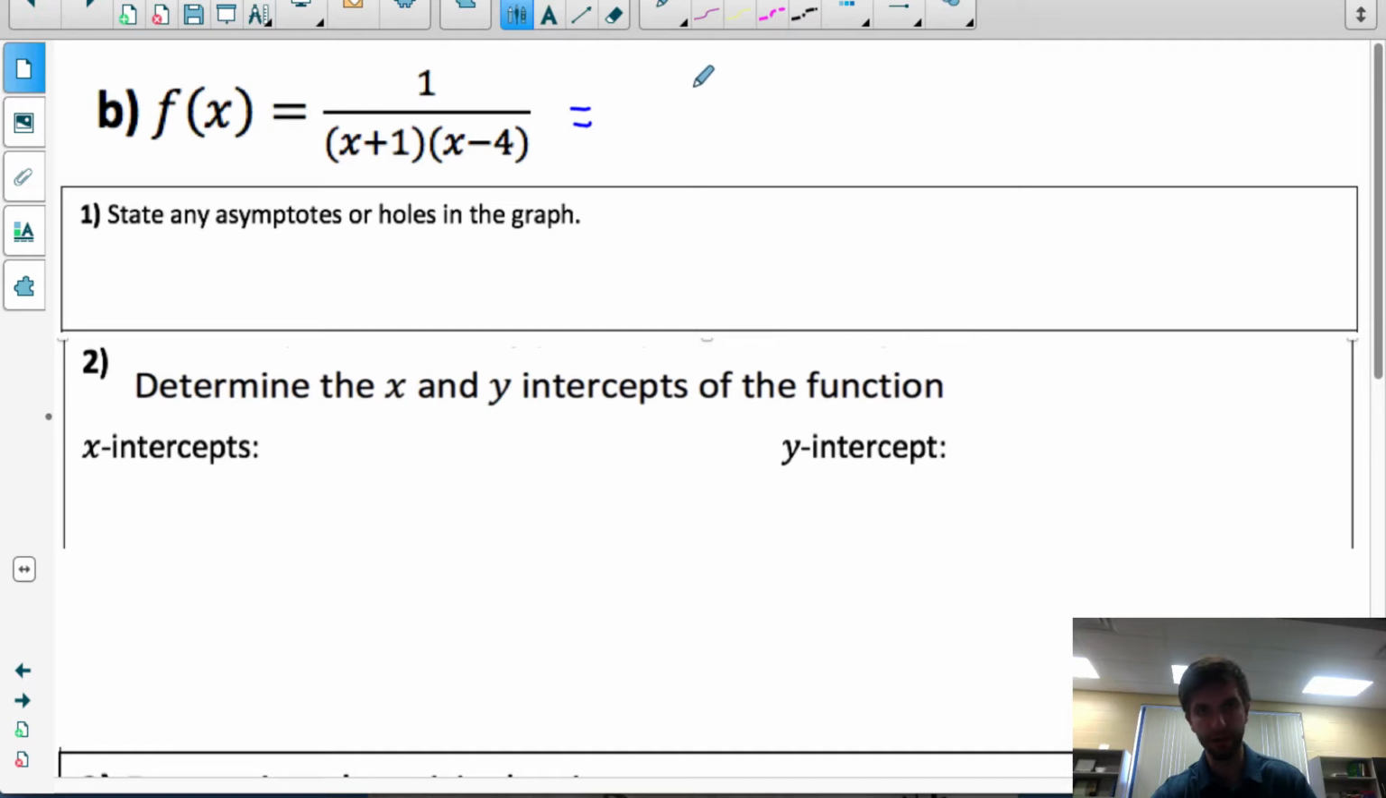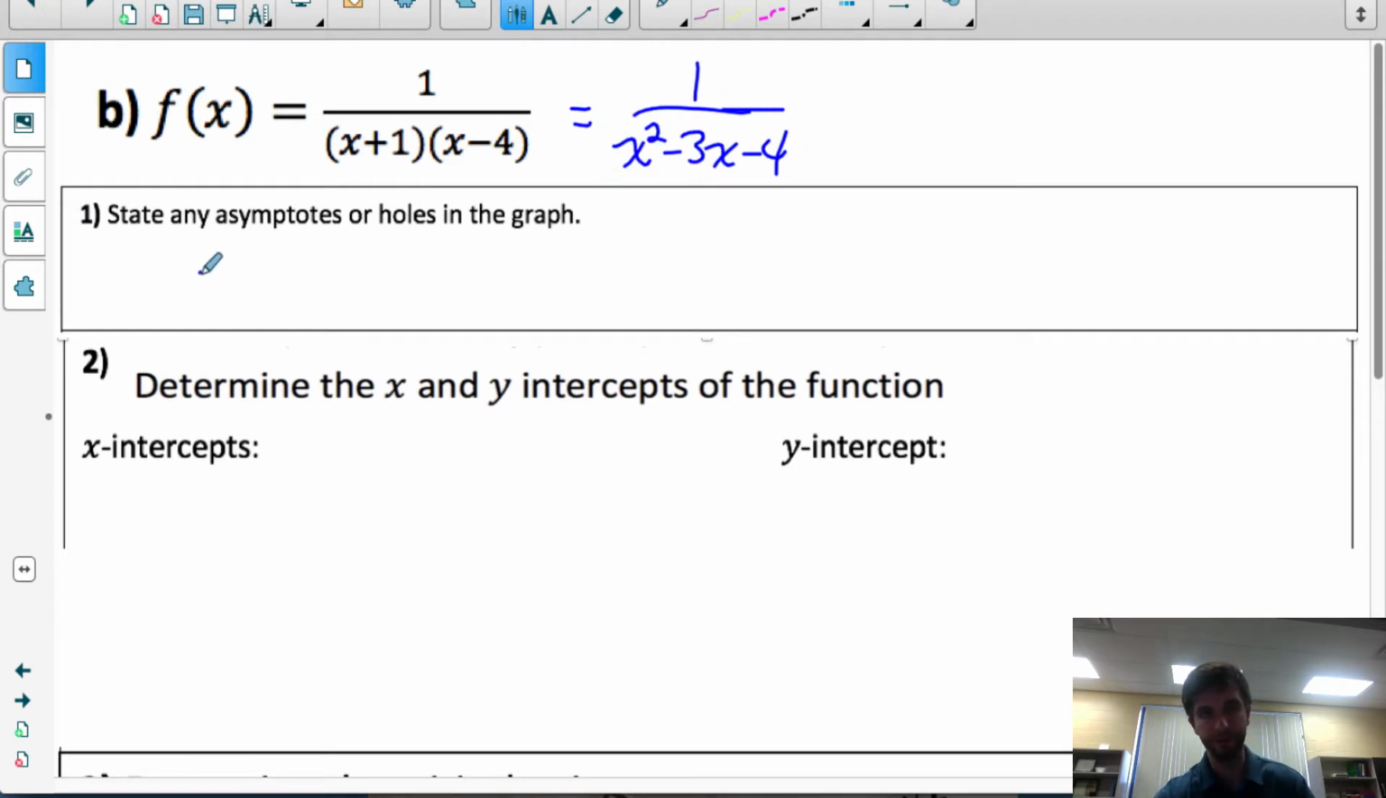And it may help if I write the denominator in standard form. So let me just expand the denominator quickly. It would be x squared minus 3x minus 4 if I expanded that out and collected. So for this rational function, I want to know, what does the sketch of this graph look like? So we're going to go through the same algorithm. This one is going to be significantly different than the last one, mainly because rational functions can have asymptotes.